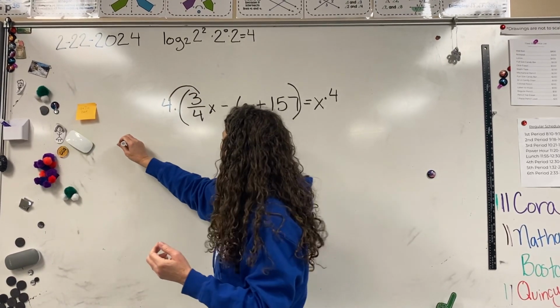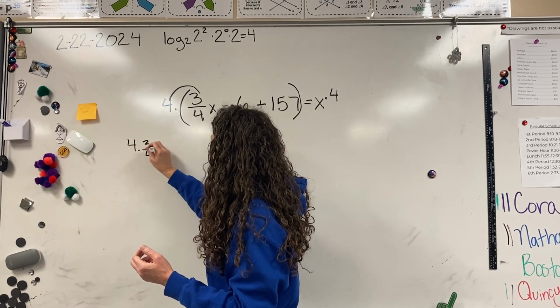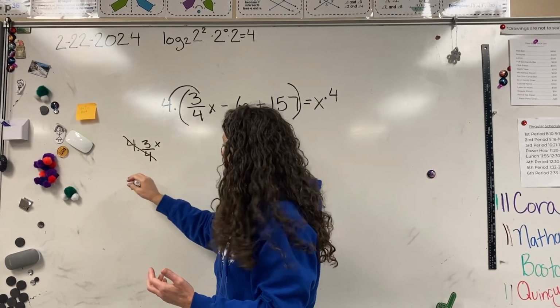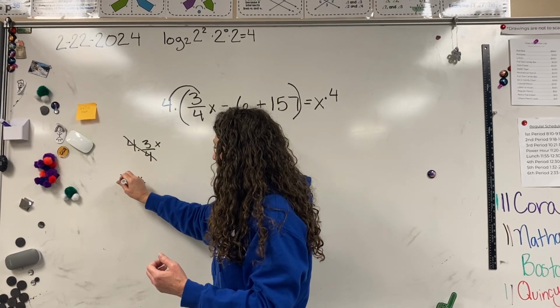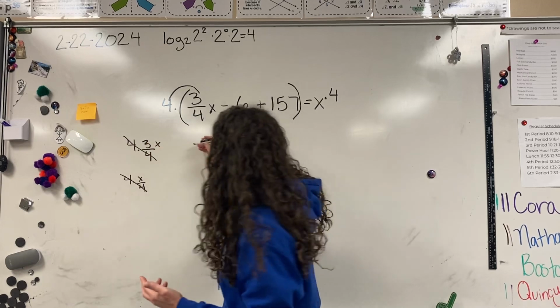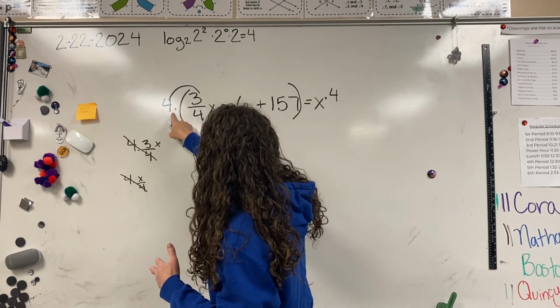3x. Let's see how he did that. 4 times 3/4 x. The 4 is canceled, and we're just left with 3x. If it was 4 times just x over 4, the 4's would cancel, and I'd be left with just regular x. But this one has a 3 in it, so it's 3x.